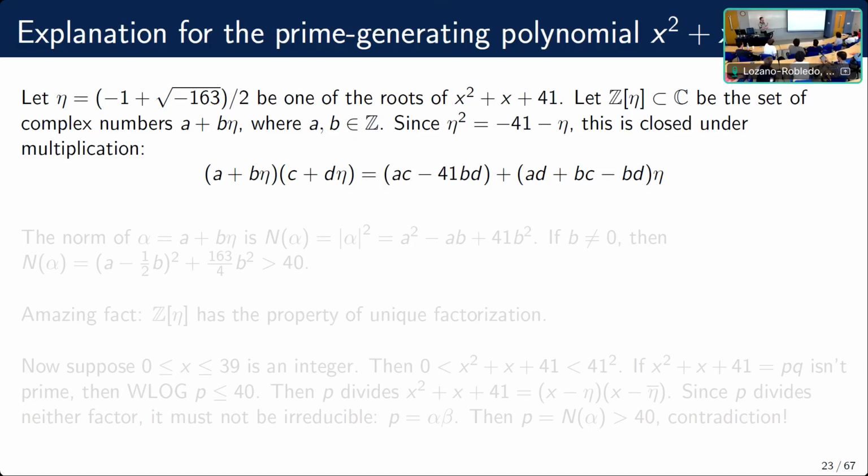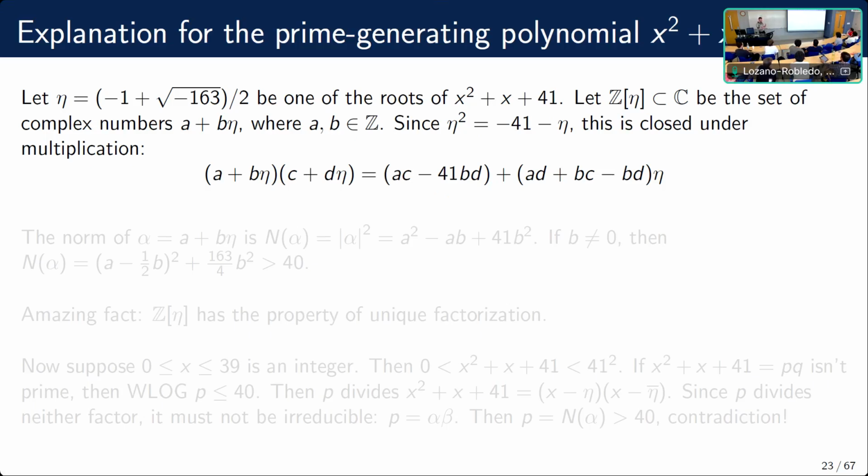If you multiply two such numbers and multiply everything out, when you FOIL this out you eventually get an eta squared term, but eta squared is this. So after doing all the math, you get this. That demonstrates that Z[eta] really is a ring. It's closed under addition and multiplication. So we consider arithmetic in this ring.